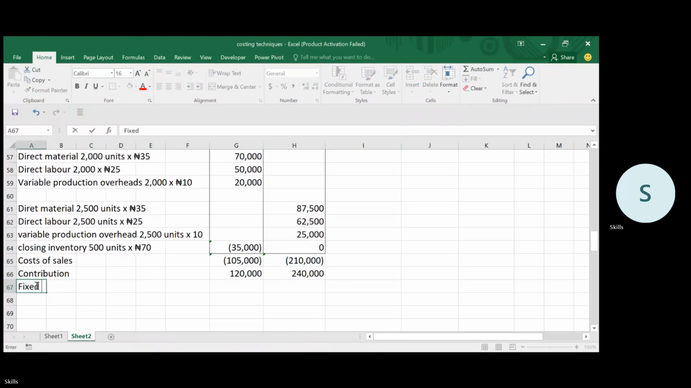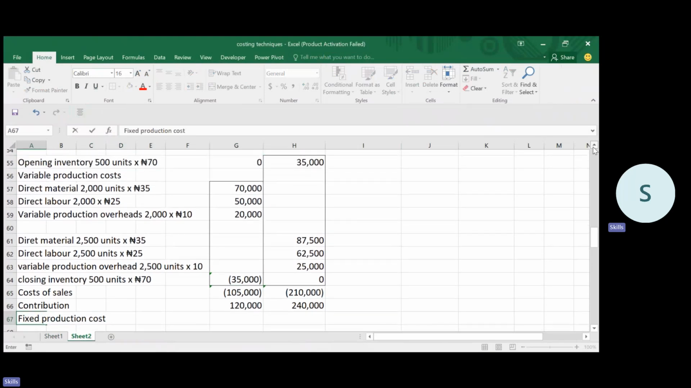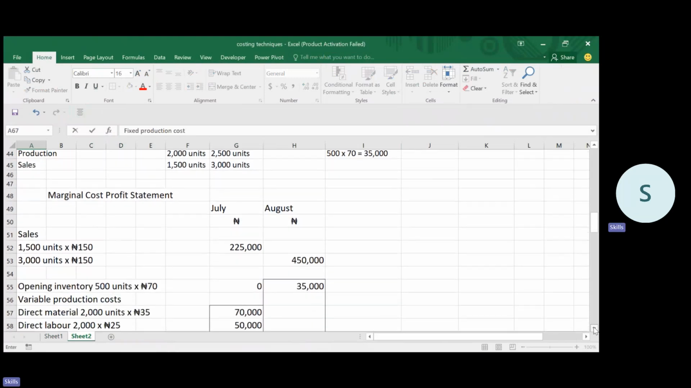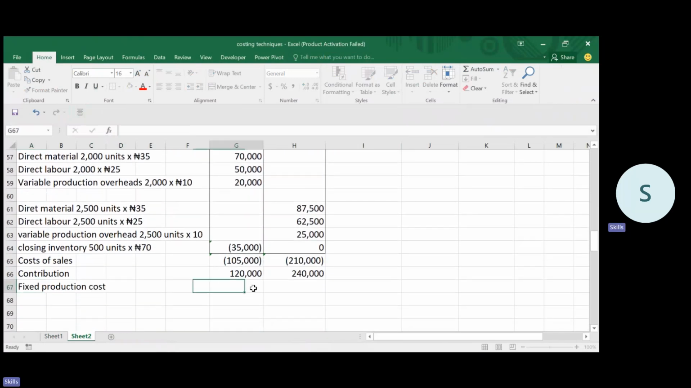Fixed production cost, which is 110,000 for July and 110,000 for August. Look at it here. Fixed production cost for July, 110,000. For August, 110,000. Fixed cost does not change. So we come back here, we said 110,000, and here we also have 110,000. And this is a cost, so we are deducting it. We'll have it like this.